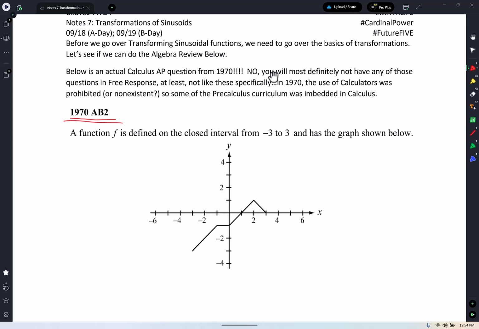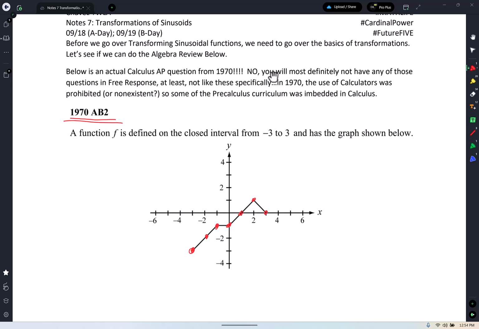I'm going to highlight some points. This is a graph we're going to be referencing over and over again. So what points am I going to highlight? -3, -3, -2, -2, -1, -1. I'm saying ordered pairs. 0, -1, 1, 0, 2, 1, and 3, 0.